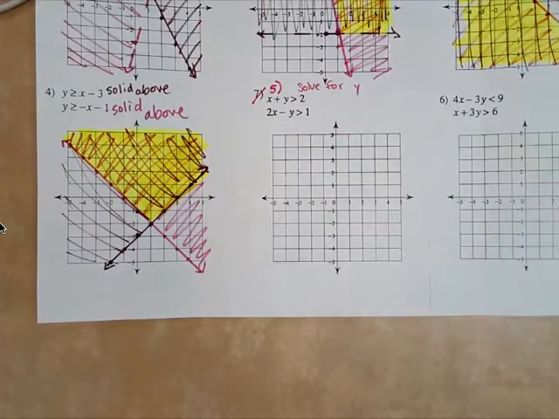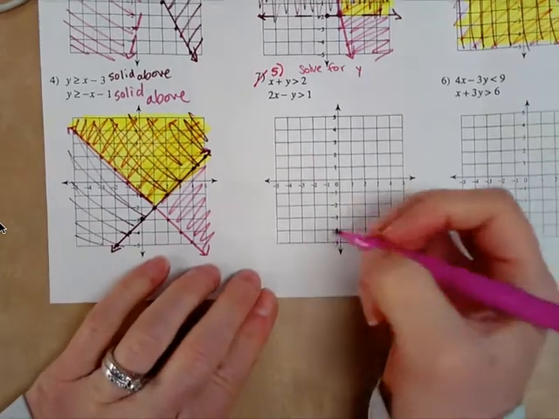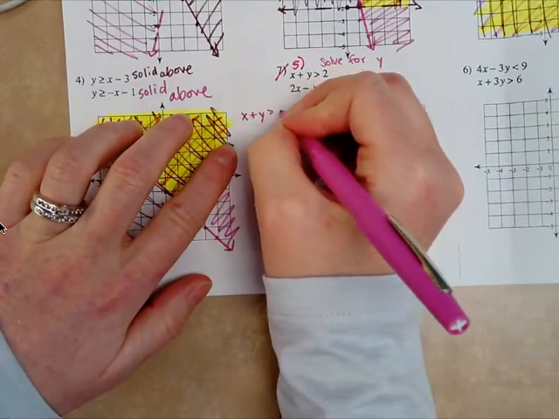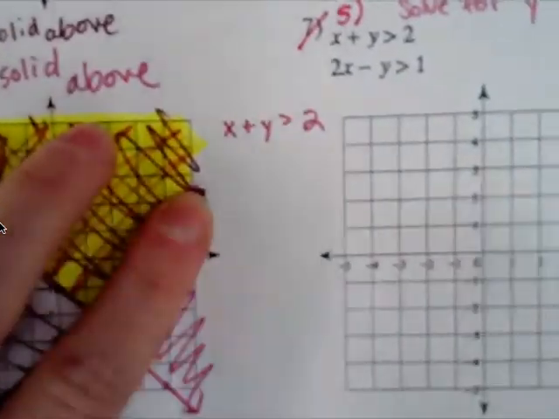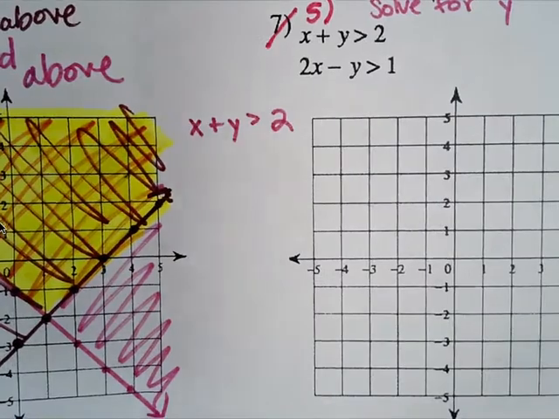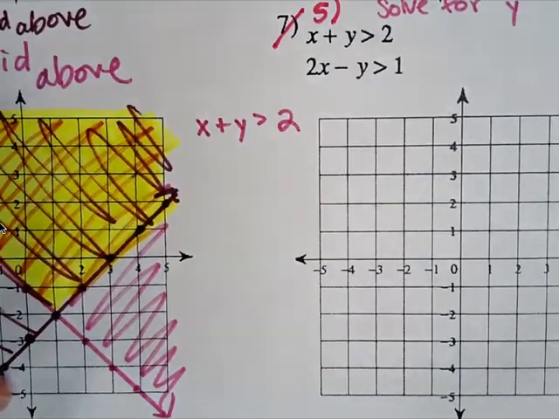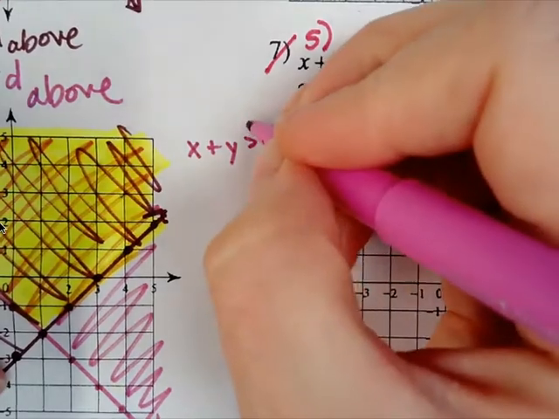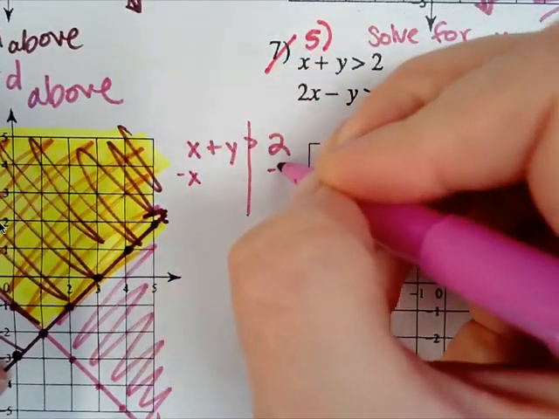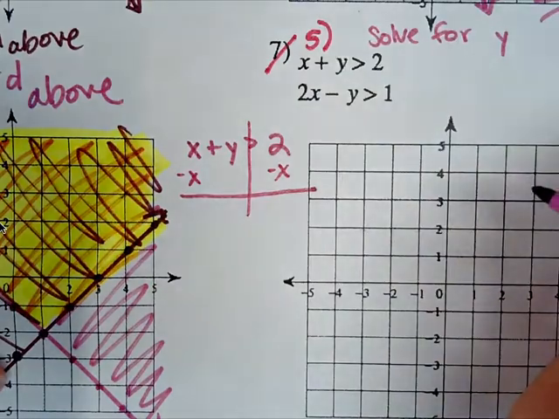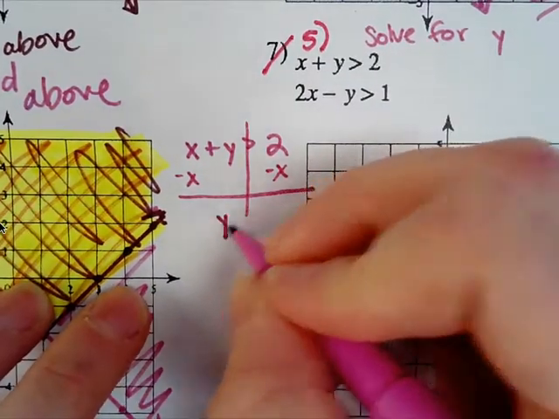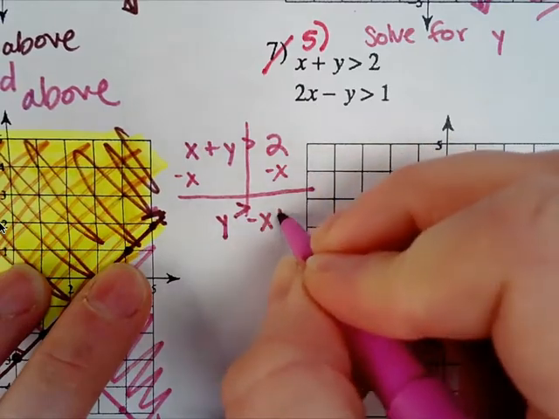All right, let's look at number 5. We need to solve for y on each one of these. So I'm going to write it here, so I have a little bit of room to solve. I'm going to subtract x on both sides. And we want it in the mx plus b form. So it's going to be y is greater than negative x plus 2.